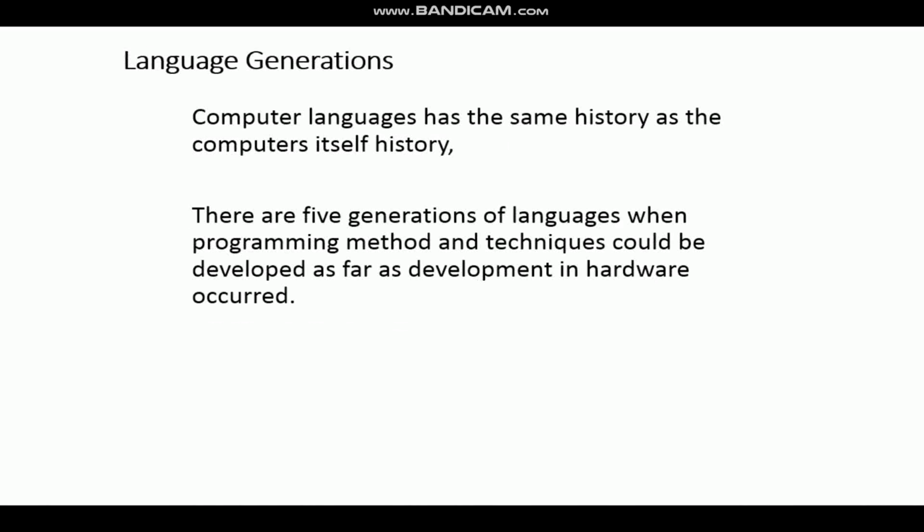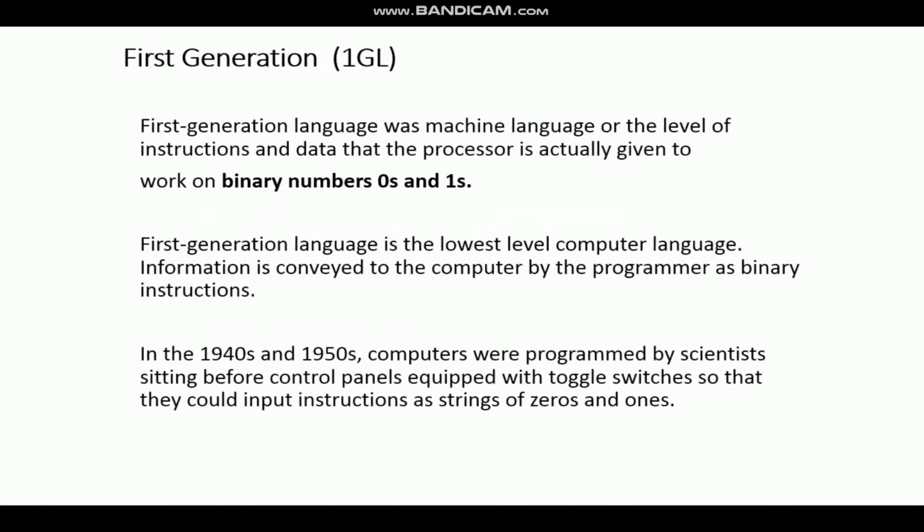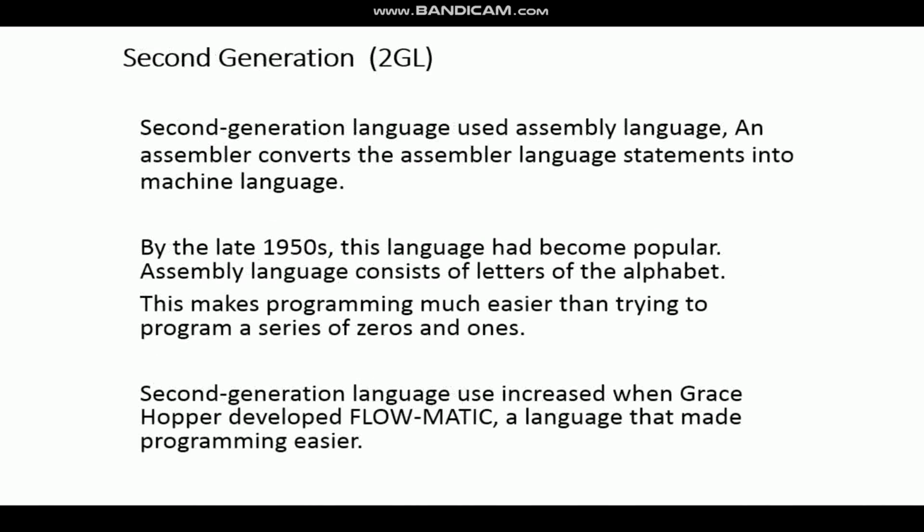Second generation languages used assembly level language. Assembly language is quite understandable for human nature, and we can say it is the mid language, understood by both humans and computers. That took place in the 1950s. This language became popular. Assembly language consists of letters of the alphabet.